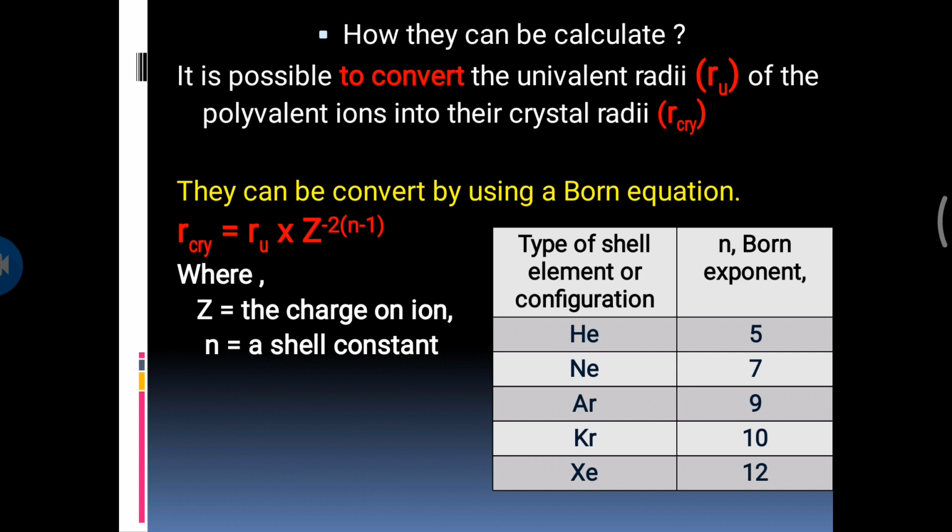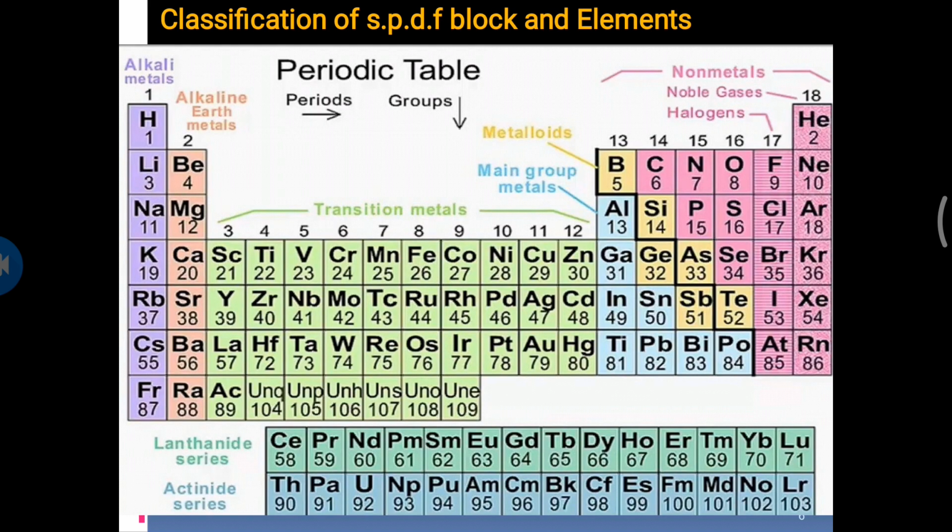If it belongs to the krypton family, n is 10. Then if the ionic radii belongs to the xenon family, the n value is equal to 12, or Born exponent is 12. Okay, so this is the periodic table in which helium, neon, argon, krypton, xenon mark the first period, second period, third period, fourth period, sixth period, etc. So which period does the ionic radii belong to?